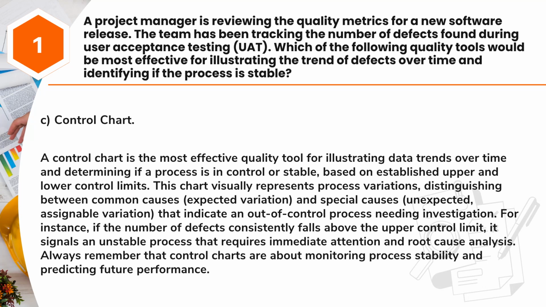For instance, if the number of defects consistently falls above the upper control limit, it signals an unstable process that requires immediate attention and root cause analysis. Always remember that control charts are about monitoring process stability and predicting future performance.